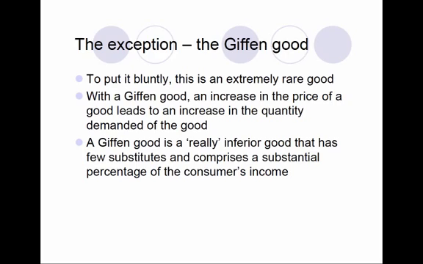It is so inferior, in fact, that the income effect actually overwhelms the substitution effect. Meaning, get ready for economic craziness here, in the case of the Giffen good, the demand curve is actually upward sloping rather than downward sloping. For there to be a Giffen good, you would basically have to have a good where there are very, very few substitutes, and the good consumes a high percentage of the consumer's income.